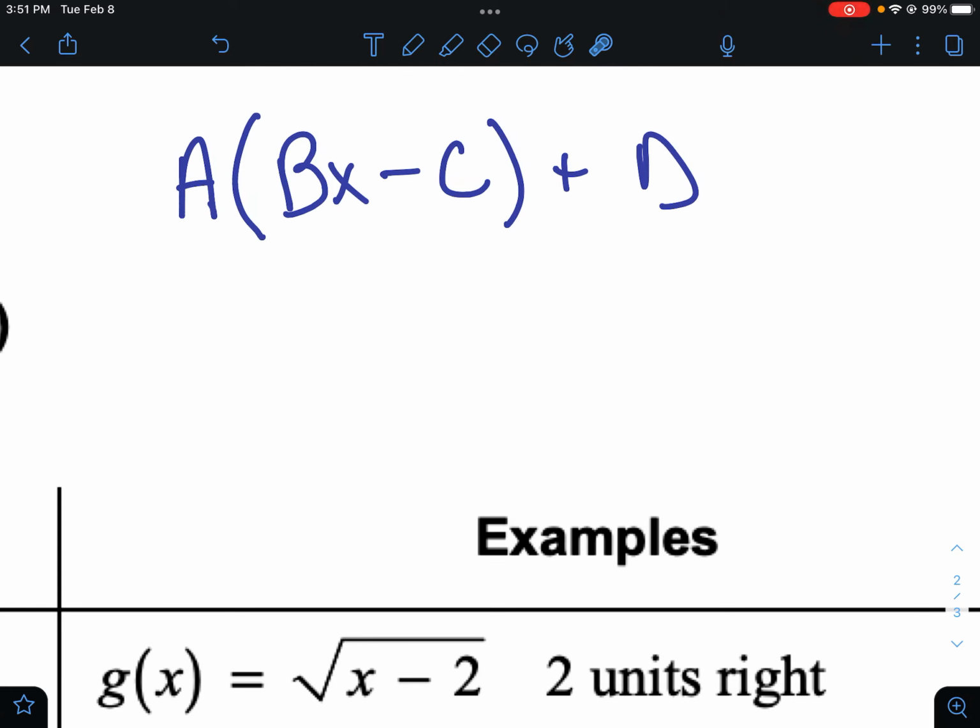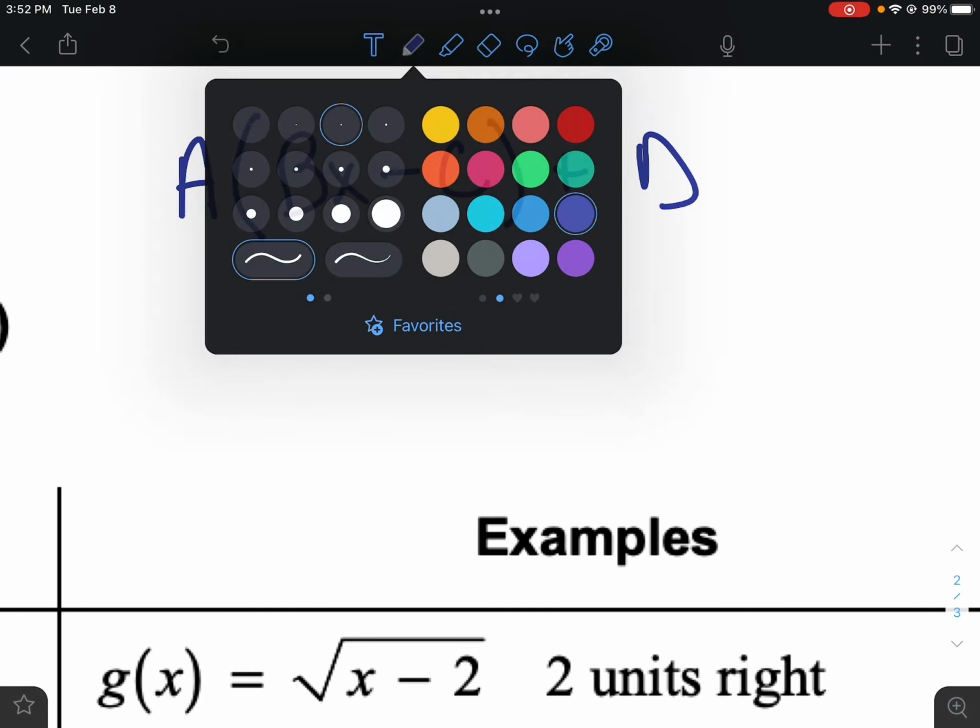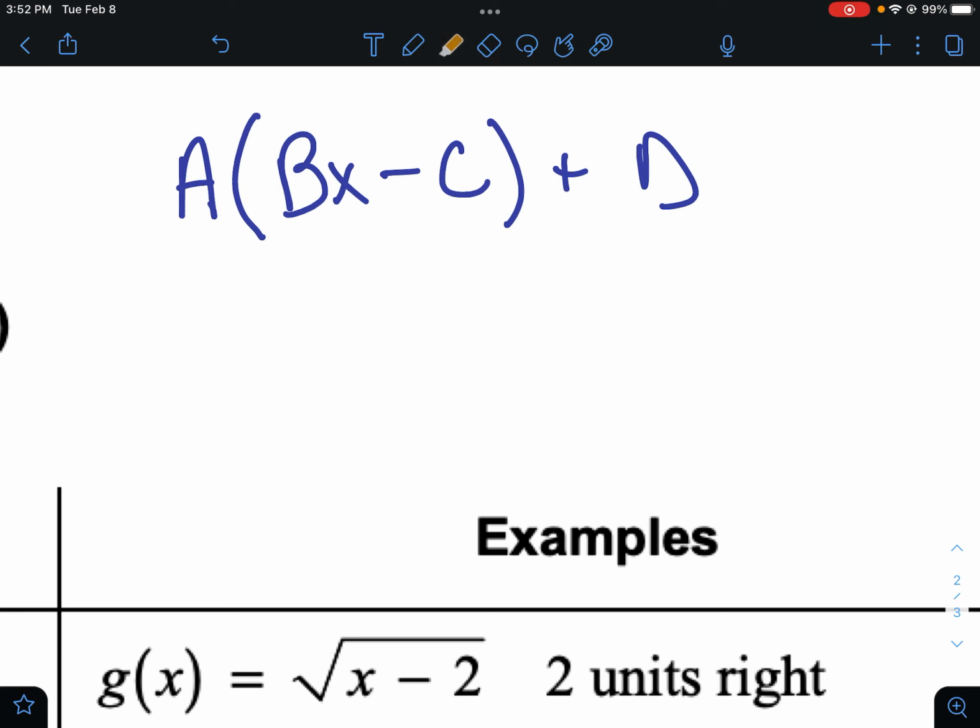So this is the same function. The only thing that's going to look different here is that instead of parentheses, you're going to have a radical. And so it follows the same rules. Anything on the inside of the radical is going to move it left and right. Just be careful with this. It's opposite. This is going to move it up and down. Anything on the outside of the radical will be a vertical stretch or shrink, or if it's negative, it will be a reflection across the x-axis.